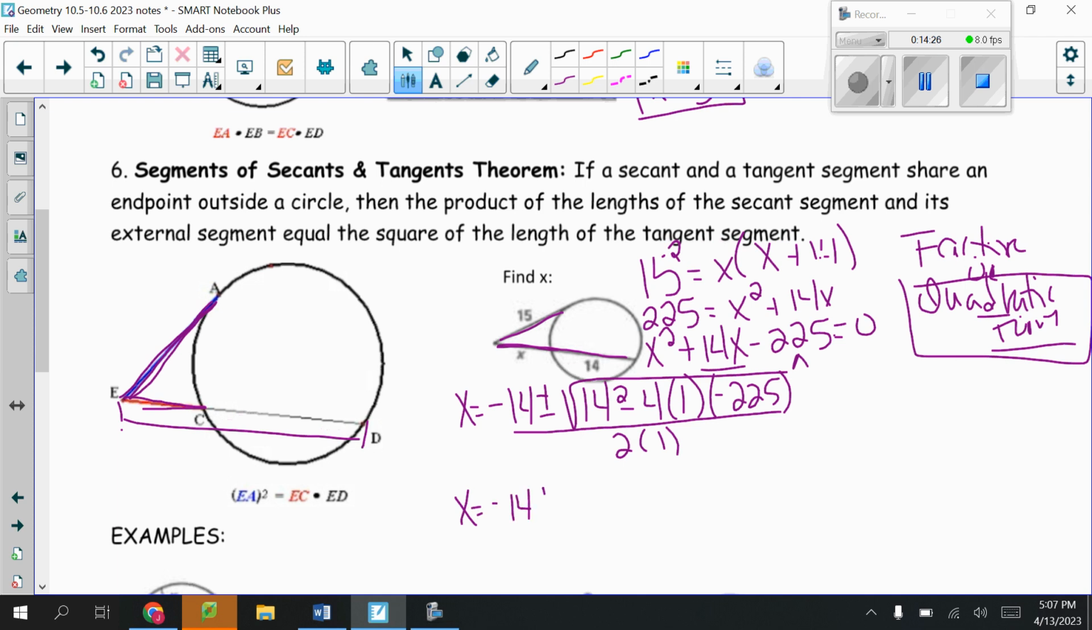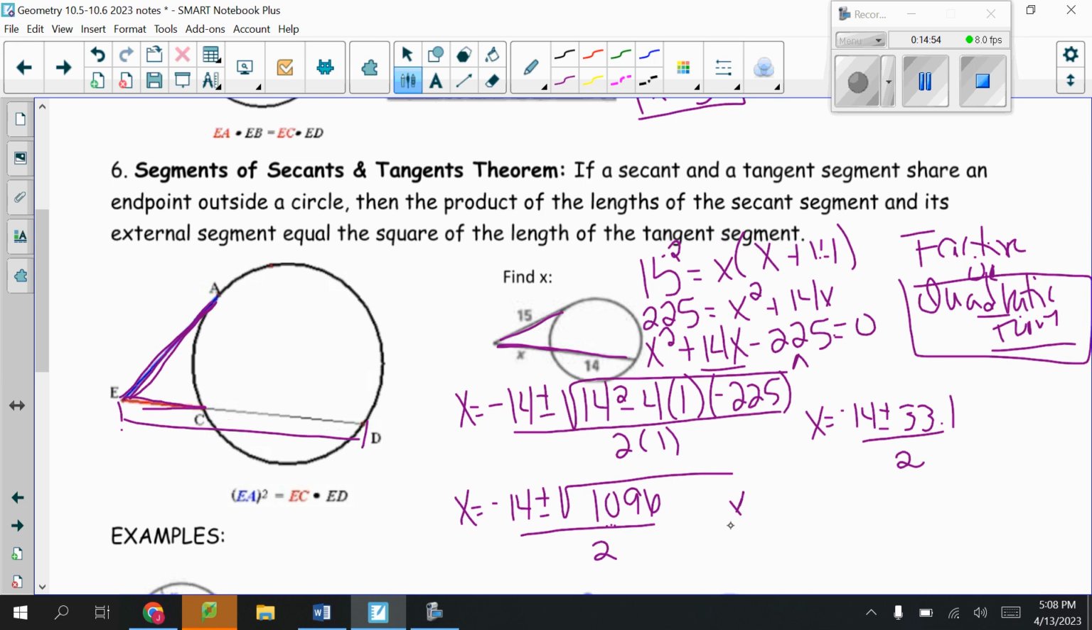So I have negative 14 plus or minus underneath my radical. When I work out 14 squared and then negative 4 times negative 225, that's going to turn to positive, and I add all of that together. We get 1096 underneath the radical, everything divided by 2. So now I want to take the square root of 1096. So I get x equals negative 14 plus or minus, that's about 33.1, everything divided by 2.